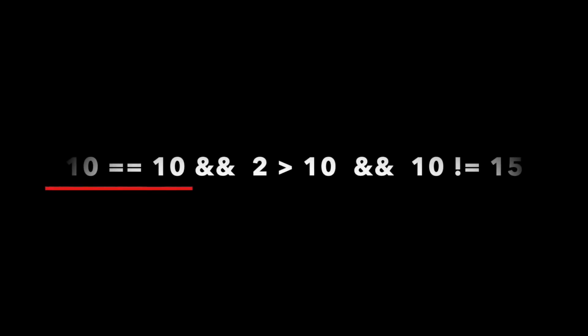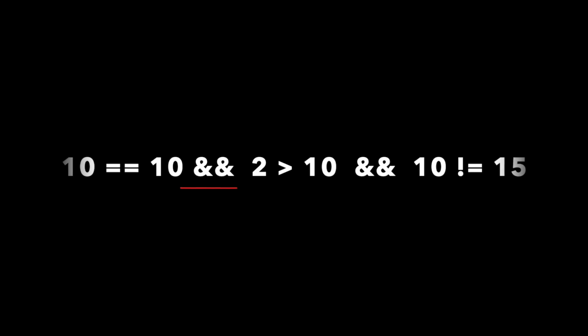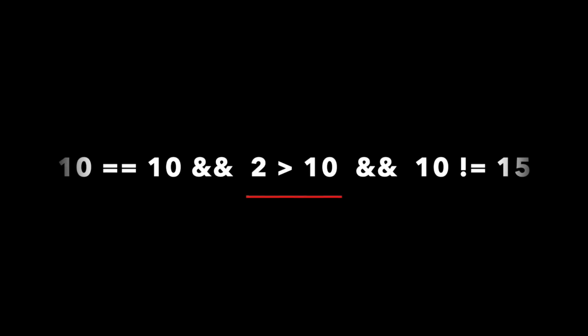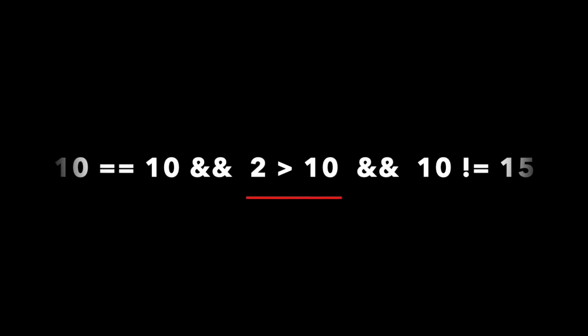That statement means, are these two numbers equal to one another? And then there's the ampersand, and there's 2 of them. So that's how we join statements with 2 ampersands. The second condition is 2 less than 10. That's true. The third condition is 10 not equal to 15.